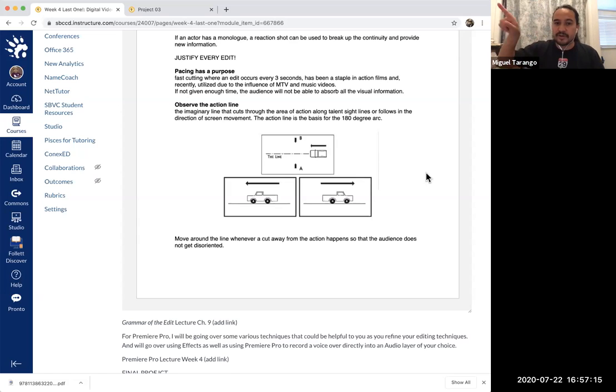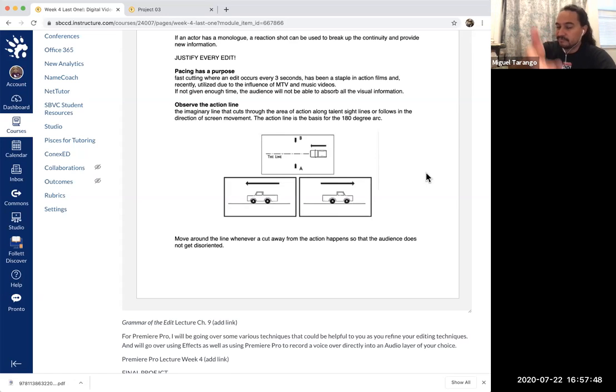It's that 180-degree arc. The imaginary line cuts through the area of action, along talent sight lines, where the talent would be sitting, looking at each other. These are the sight lines. Or this can also be something that follows the direction of screen movement, or the way objects are moving, again for continuity. Remember, that action line is the basis for that 180-degree line. I'm just following the notes here. Look over one of the previous chapters to get a look at that.